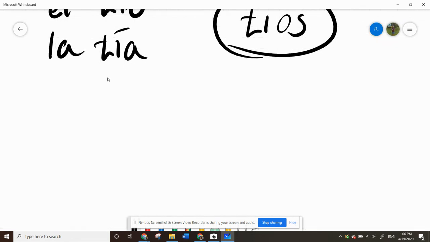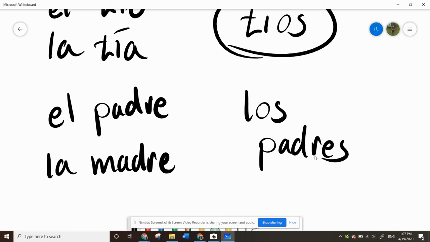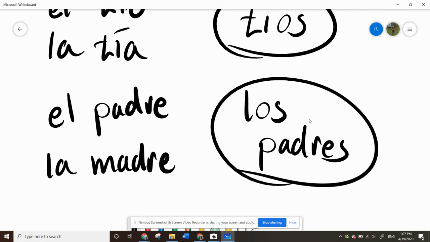And then the other one that I should have included here is padre, el padre, and madre, la madre. So this means the dad and the mom. But if you want to talk about your parents, the weird thing is you're going to say los padres or mis padres. This now means parents because you can include both of them. This is the gender neutral.